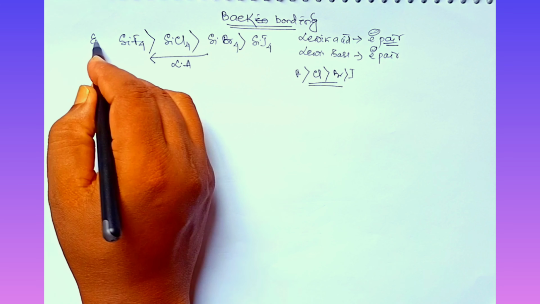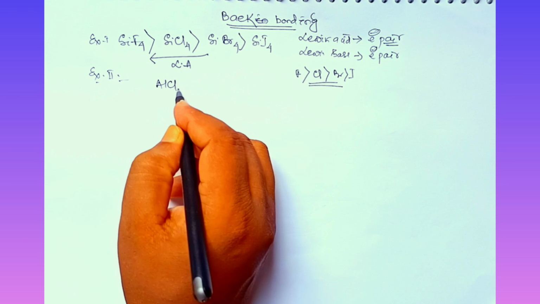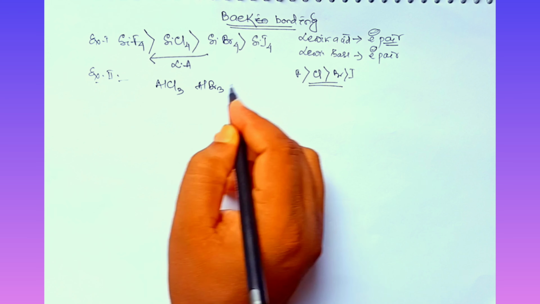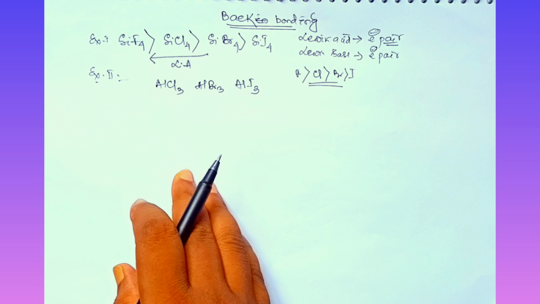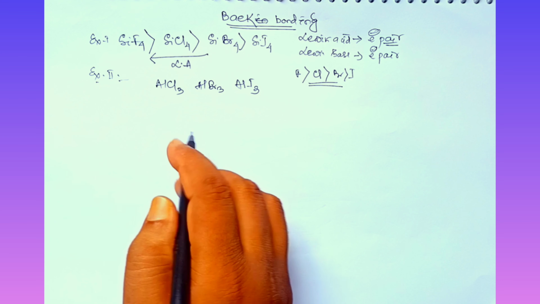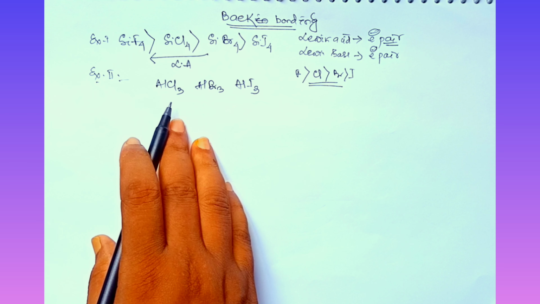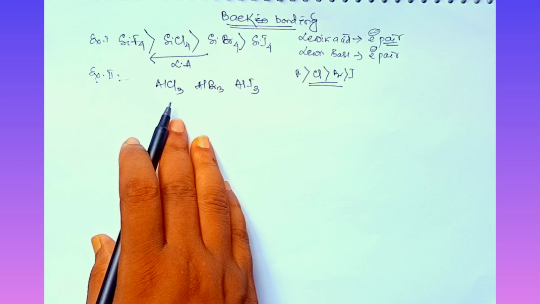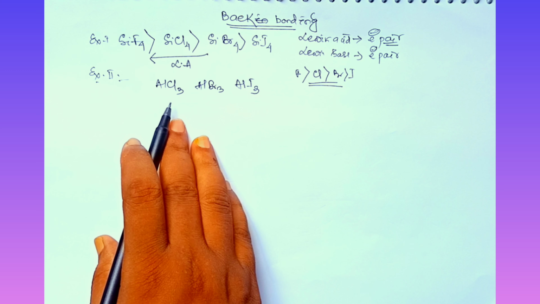Then we come to example number 2: AlCl3, AlBr3 and AlI3. Same concept here. Over chlorine, bromine, iodine there are lone pairs, and aluminum has a vacant orbital. So though back bonding is possible, it is not so effective. So we will not consider the back bonding concept here. Forgetting back bonding, only based upon the electronegativity concept we will decide the Lewis acid character here.